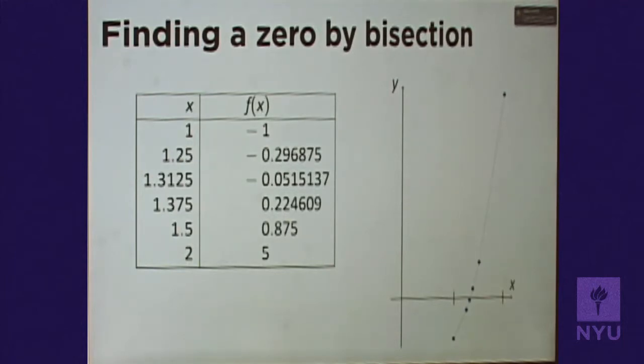Now, if you use a calculator or Wolfram Alpha or something else to find the 0 of this function, you'll find out that the first 6 digits of the 0 are 1.32472. So we only got 1 decimal place of accuracy, but we know we're accurate to within 1/16.